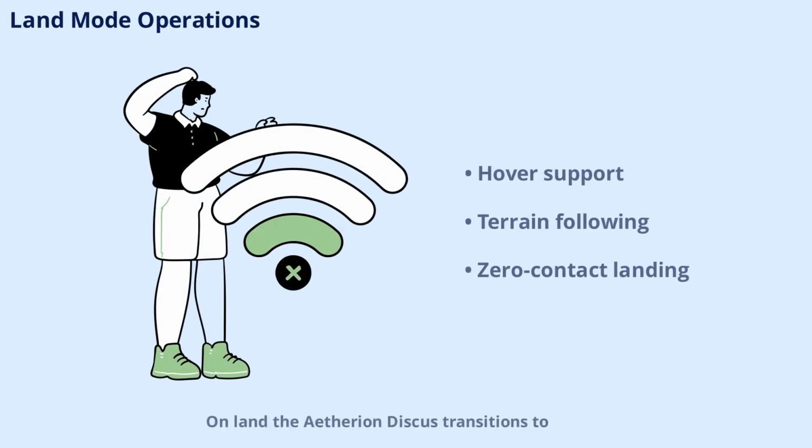On land, the Aetherion Discus transitions to hover support and terrain-aware movement. The craft's steering and acoustic layers work together to provide zero-contact landing and active balancing. Sensors map the terrain in real time, allowing the vehicle to follow contours and avoid obstacles without ever touching the ground. This capability is crucial for delicate or hazardous environments.